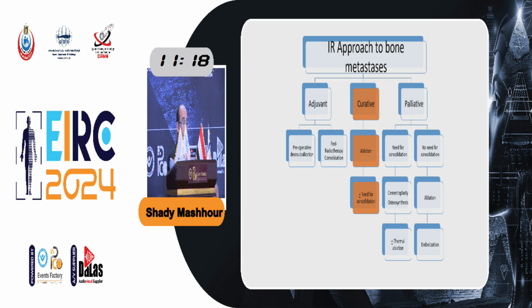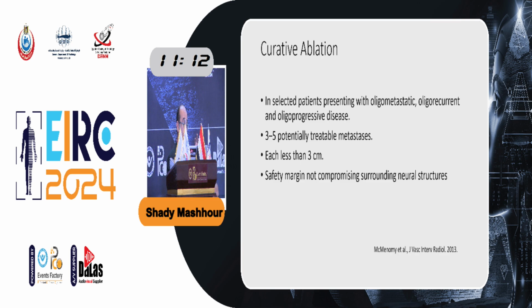The IR approach to bone metastasis, again, the curative intent is definitely by ablation. There are many modes of ablation currently in the market. However, patient selection is very important. We have to select a patient with an oligometastatic disease, oligorecurrent or oligoprogressive disease, 3 or 5 potentially treatable metastases. We usually prefer going under 3 centimeters, although some literature goes to up to 5, and the safety margin that is not compromising the surrounding neurostructures, or try to protect the surrounding neurostructures.